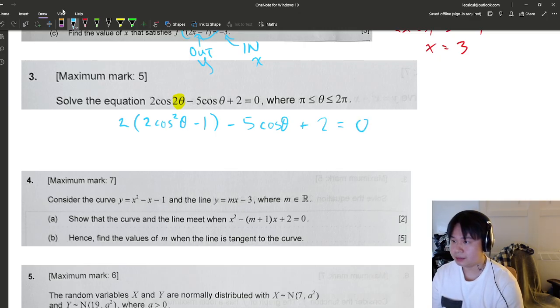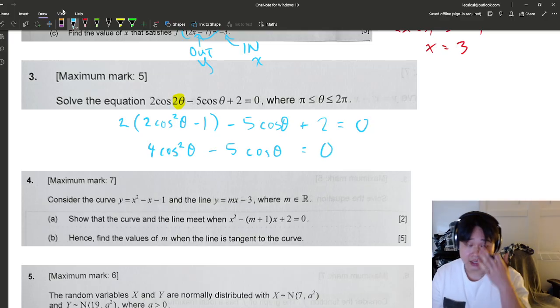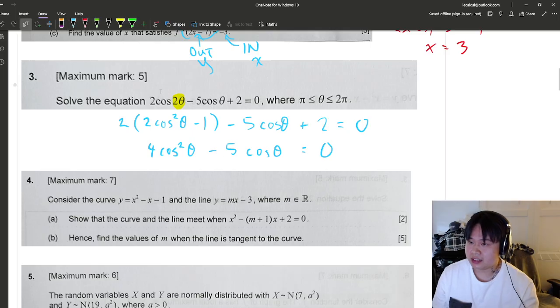Okay, and then we're going to simplify this, so this becomes 4 cosine squared theta minus 5 cosine theta, and then that's it. Okay, they were nice to you. Okay, and then we want to solve this. You can treat this like a quadratic, essentially.